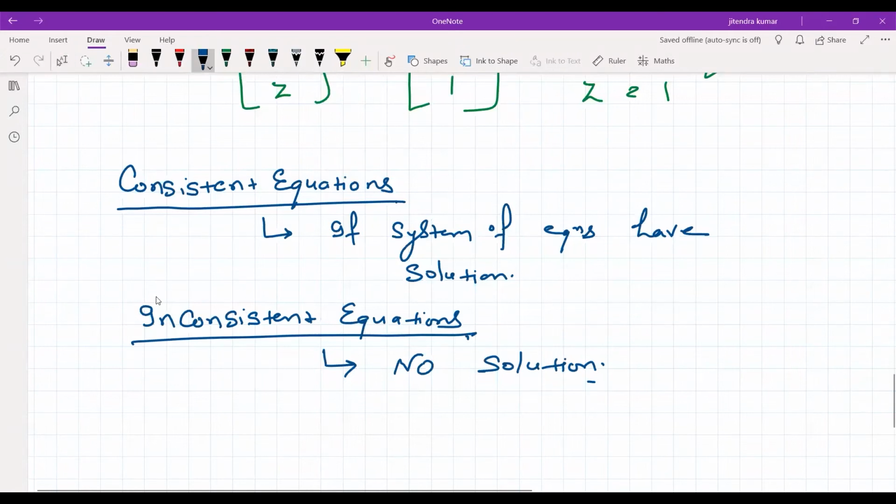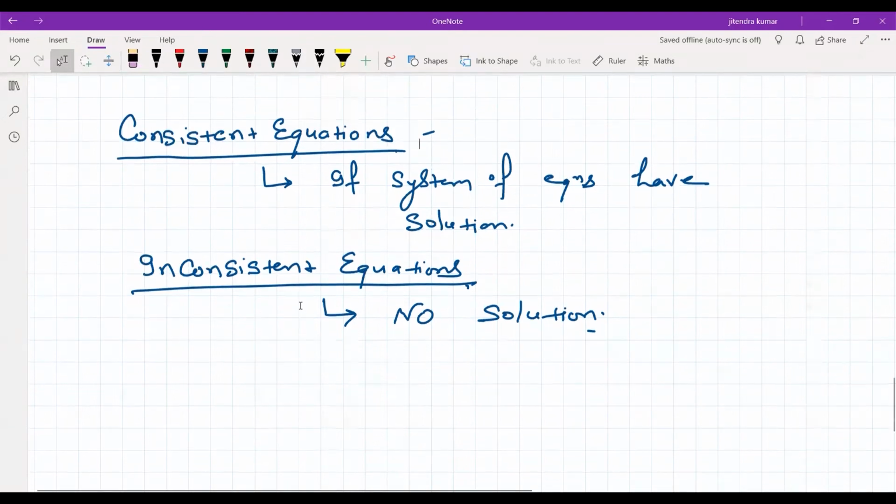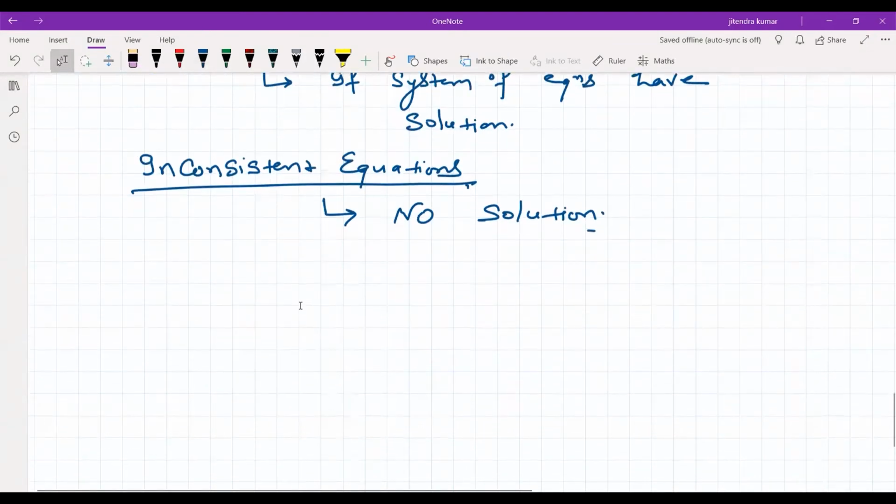These terms are frequently used. Given a system of linear equations, they will ask you to show that the system of linear equations is consistent, and then find the solution. So this kind of question comes. There you must know what a consistent equation and an inconsistent equation are. Then we will see how we can show whether a system of linear equations is consistent or inconsistent. That we will see now, but first we need to know this.